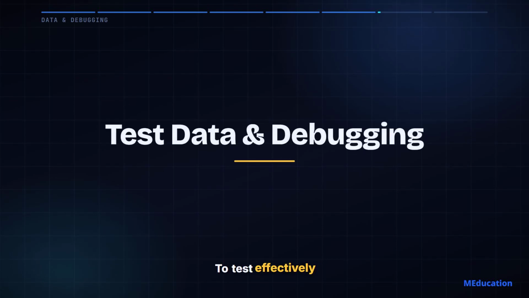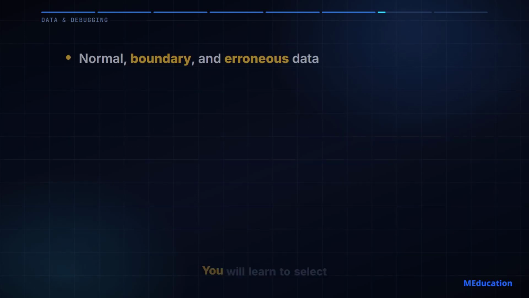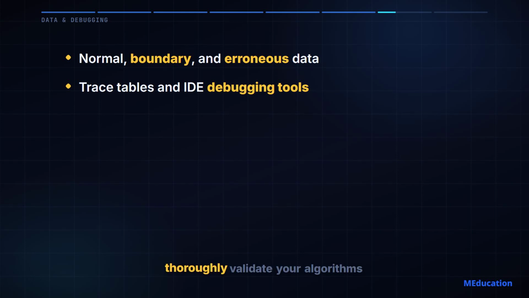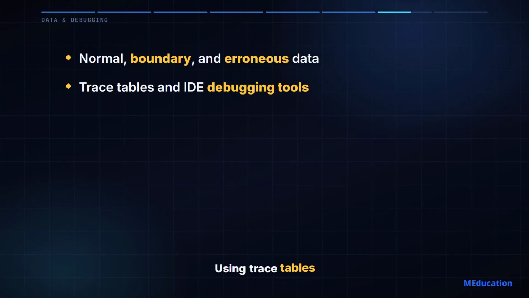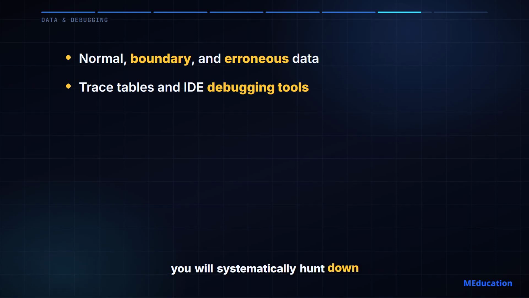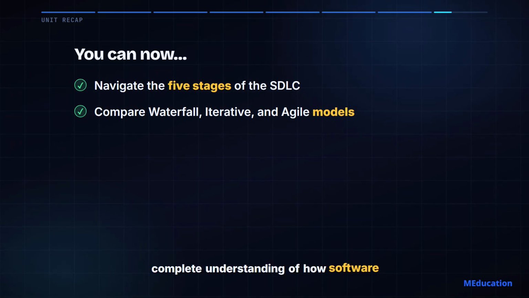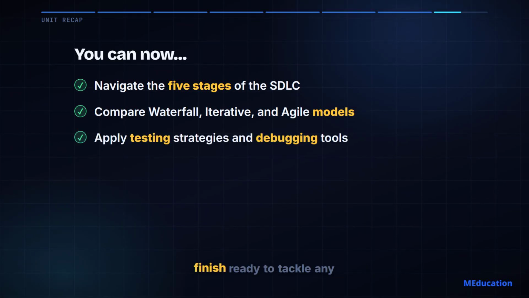To test effectively, you need the right data. You will learn to select normal, boundary, and erroneous test data to thoroughly validate your algorithms. And when things inevitably go wrong, you will master debugging. Using trace tables, breakpoints, stepping, and watch variables, you will systematically hunt down and fix syntax, logic, and runtime errors in your code. By the end of this unit, you will have a complete understanding of how software is engineered from start to finish, ready to tackle any scenario Paper 2 throws at you.